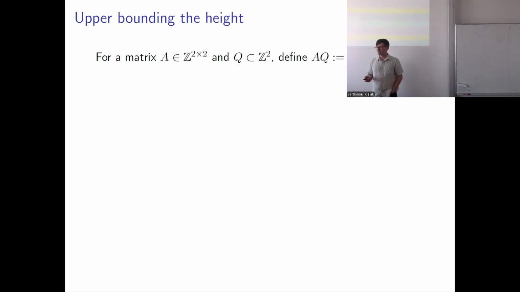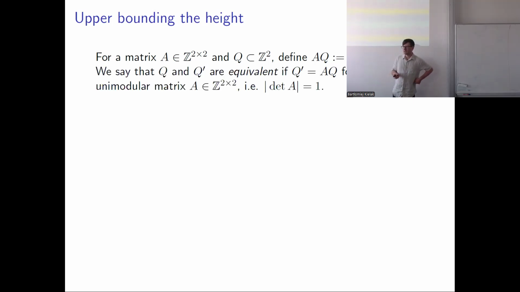If I take some integer matrix A, then I can define a transformation of some set. It may be k-nice, it doesn't have to be, simply by applying this matrix to any point from this set. We say that two sets are equivalent if one can be obtained from the other by applying some unimodular matrix, which means that it has integer coefficients and its determinant is plus minus 1. In particular, unimodular matrices have inverses, which are also unimodular. So this is indeed an equivalence relation on sets.